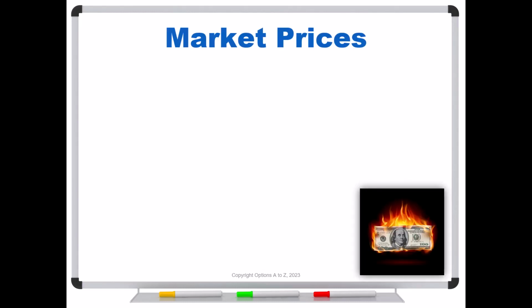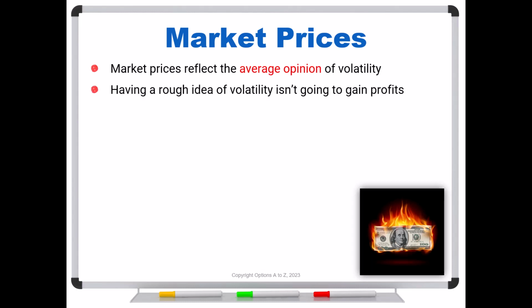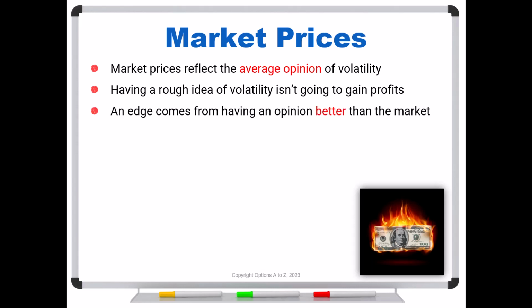So always remember the thing about market prices. The market prices reflect the average opinion of volatility. And having a rough idea of volatility isn't going to gain you any profits. You can't say, well, the stock is 30 and the option's at 40 and therefore it's greatly overpriced. Not true. That's just giving you the crowd's opinion. We need to get a much better or more detailed assessment than that, because an edge comes from having an opinion better than the market, not for having the average opinion.